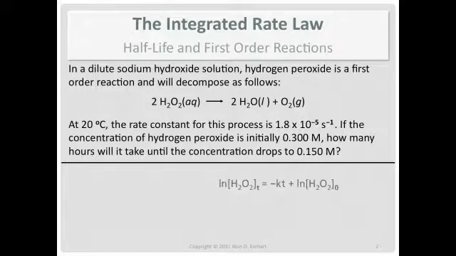Well, this equation jumps to mind. This is the first order mathematical equation that relates concentration and time to each other. And we go, all right, let's see. Okay, we've got the final concentration. We plug that in, take the natural log of it. We have the initial concentration, plug that in, take the natural log of it.